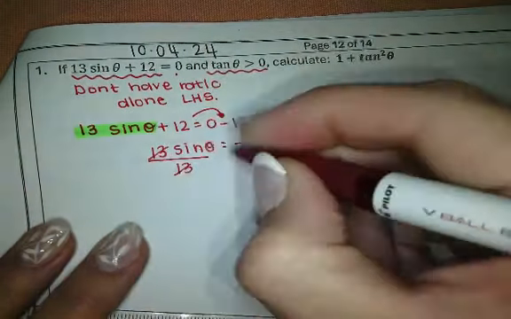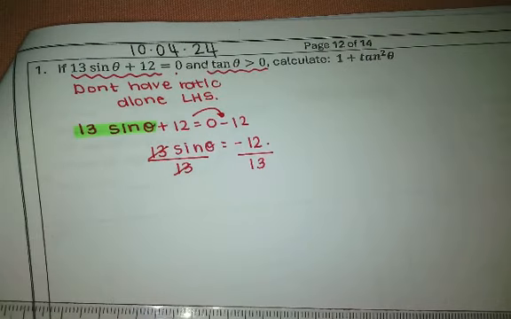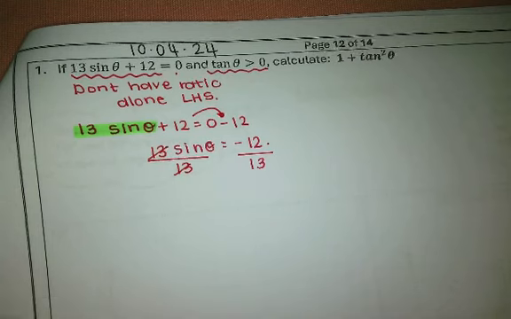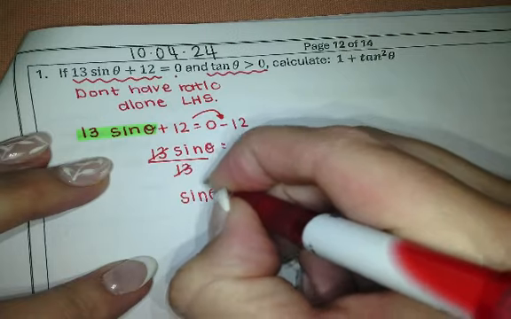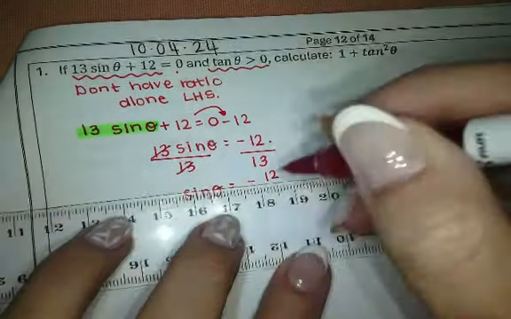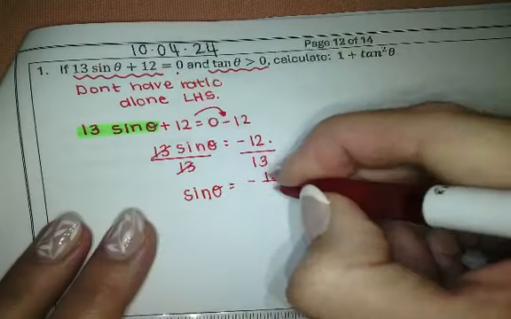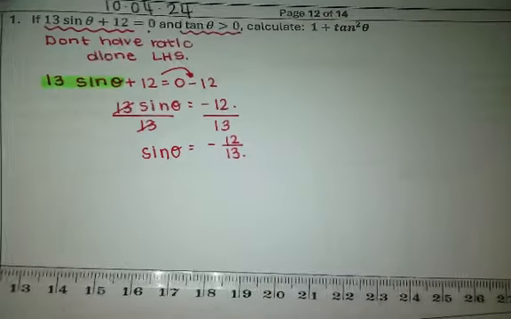The 13 cancels. Remember, we only push shift when we're calculating the angle, theta. But in this instance, we just want the ratio alone on the left. That's all. So sin theta is equal to negative 12 over 13.